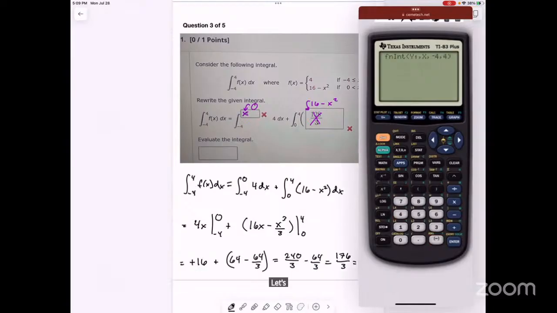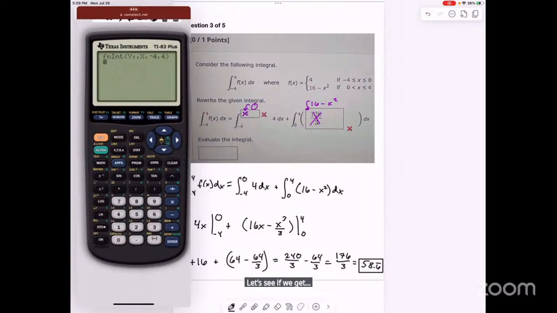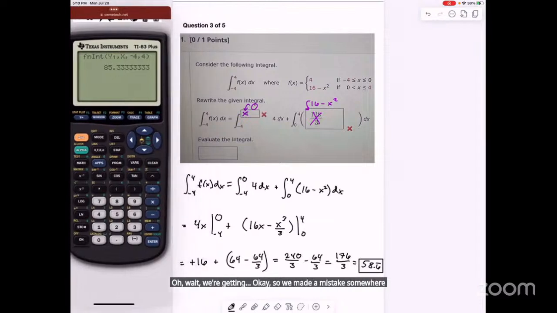Let's see if we get 58.6 repeating. Let me, 24. That was 24. Hang on. 5 is 15, 26. How come that's not 2/3? Maybe that's not a 6? Oh wait, we're getting... Okay, so we made a mistake somewhere.